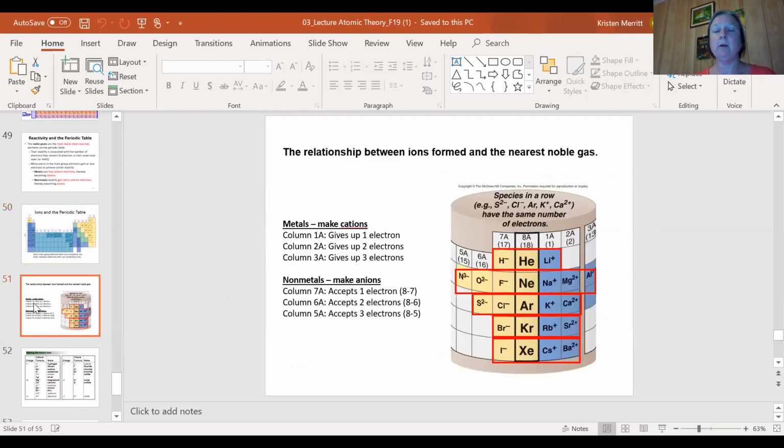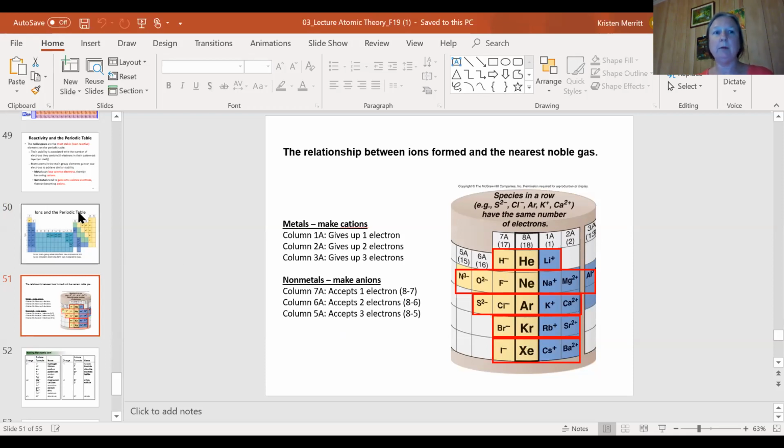Okay, this is just another illustration that some people find helpful. It's a periodic table wrapped around, but it's slightly off. So it's showing the noble gas configuration and each element next to the configuration that it is striving to be like. So here are the ions, here's the configuration, here are the cations, and here's the corresponding configuration.